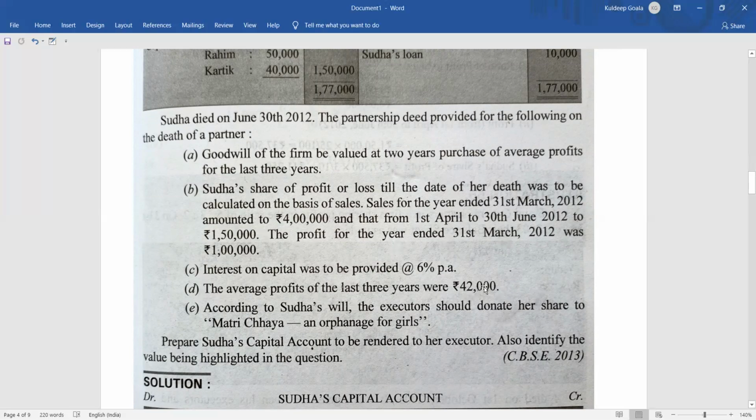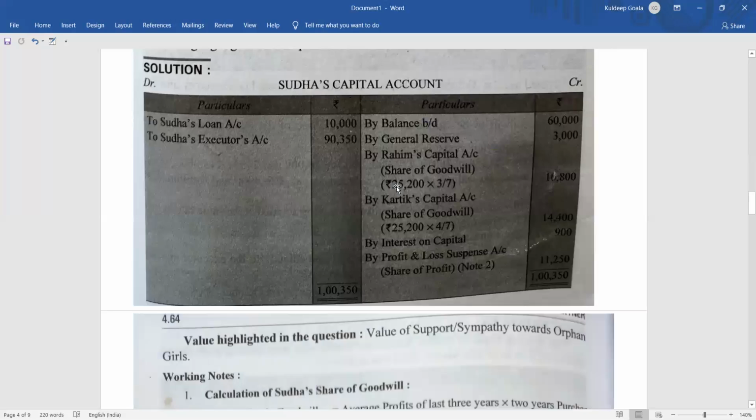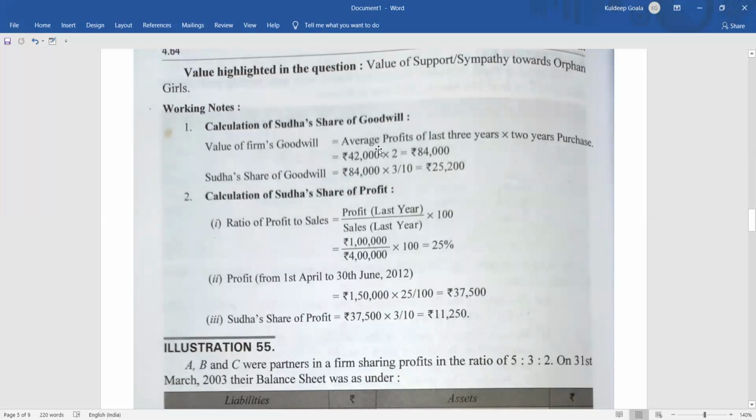So what will be the goodwill? Average profit has already been given, so don't divide it again by 3. So average profit is 42,000 and it is told that it will be 2 years purchase. So 42,000 into 2 will be the total goodwill of the firm. And what is Sudha's share? 3 by 10. So value of the goodwill will be average profit of the last 3 years into 2 years purchase, so 42,000 into 2, that is 84,000. And Sudha's share will be 84,000 into 3 by 10, it is coming 25,200.